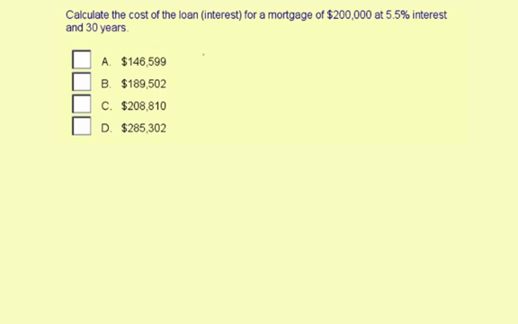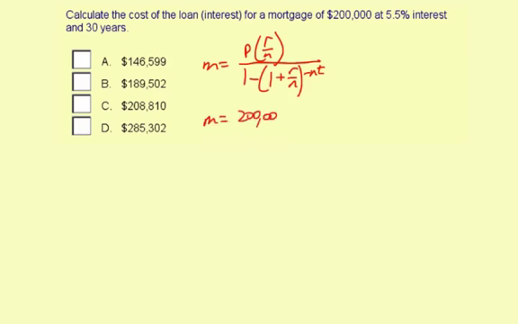So we use the installment payment formula, M equals principal amount times R over N, divided by 1 minus 1 plus R over N to the negative NT power. So let's substitute. M equals, now the principal amount is $200,000. Interest rate is 0.055. And N, the number of payments in a year? Well, you pay monthly, so it's going to be 12.